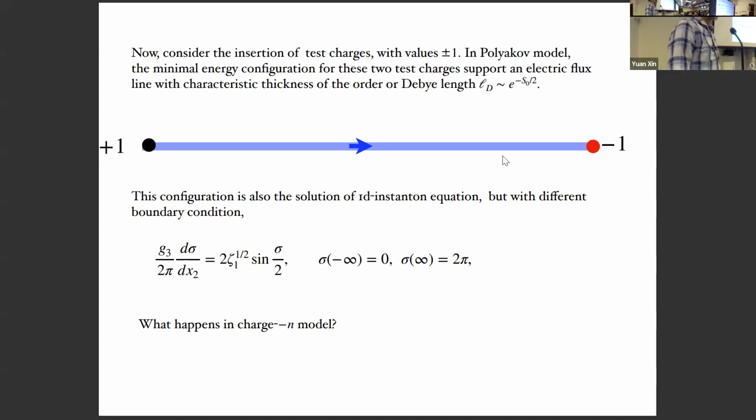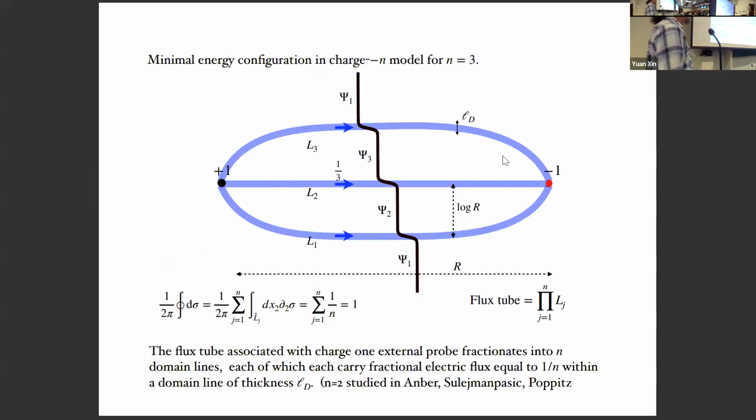What happens for charge n? What happens to this flux tube? This is the question. And here is the answer for n equal 3. If you look for the minimal energy configuration, you can show that the flux emanating from this one, there is still linear confinement, but the flux splits into 3 for n equal 3, in general into n. And each one of these carries an electric flux which is 1/n, 1/3 in this case, and there are 3 of them.